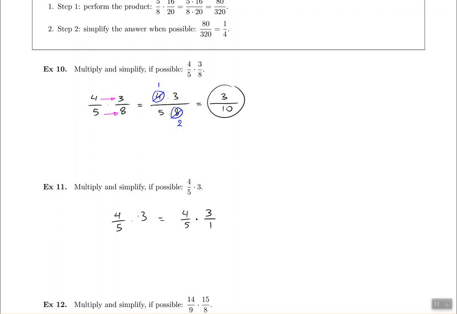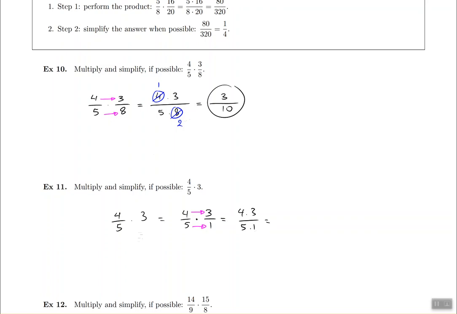So be careful. Some folks will multiply 4 and 3 and 4 and 5 and 3 like that. That's not true. This is not going to work. What you have to do is write down the 3 divided by the 1 and then go straight across, numerator with numerator and denominator with the denominator. So in this case, I get 4 times 3 divided by 5 times 1.